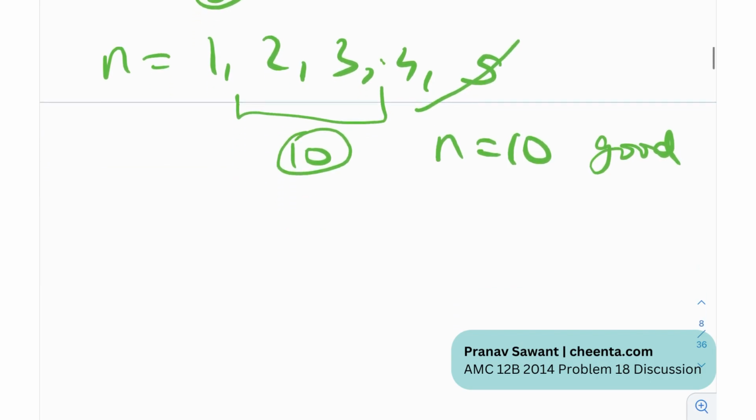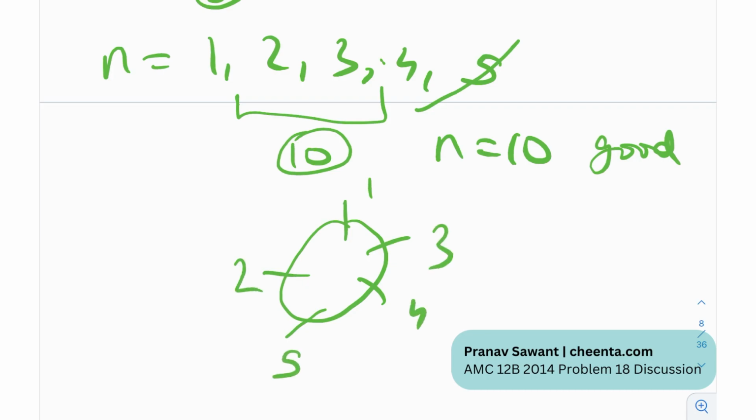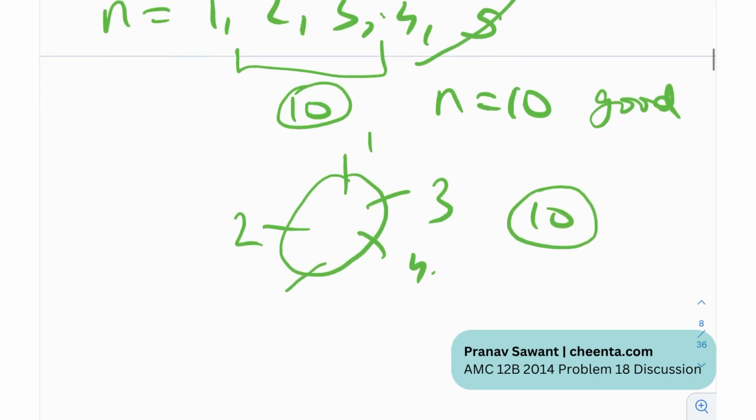For example, let me just give you an example. These are the 5 elements. You have, let's say, 1, 3, 4, 2, 5. Just a random arrangement. Now, if I just remove this 5, what's the sum of the other 4? 4, 7, 9 and 10. So any arrangement of this for n is equal to 10 is always going to be good.